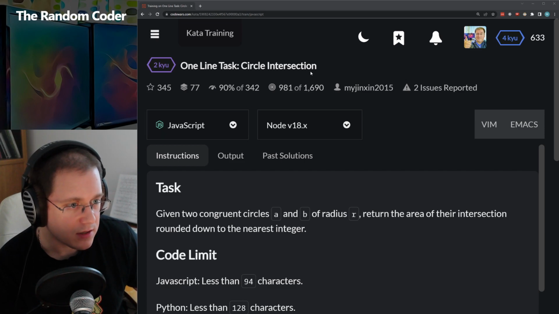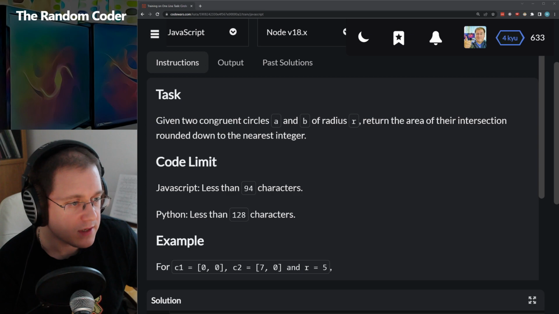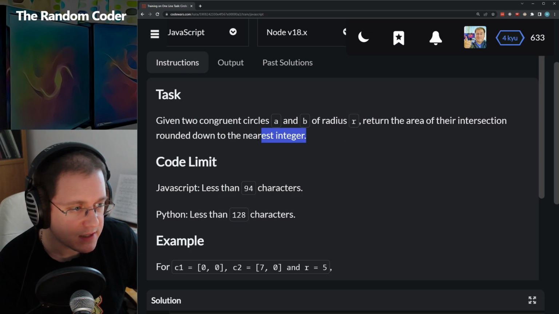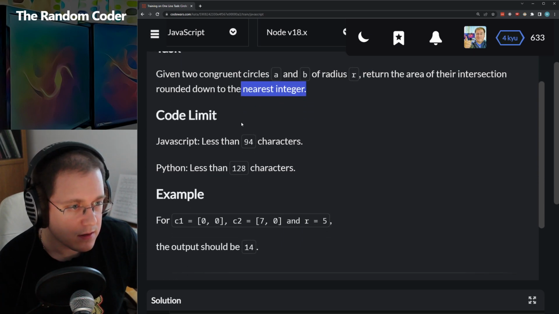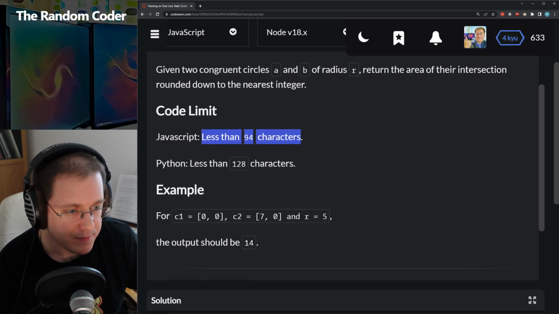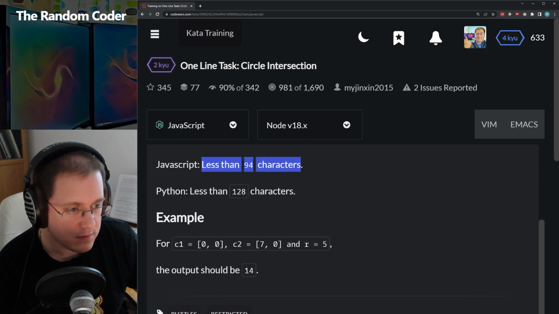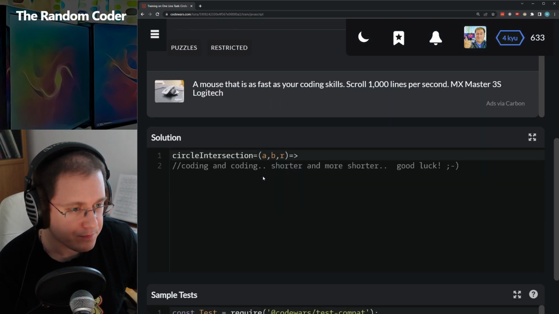Circle intersection. Given two congruent circles A and B of radius r, return the area of their intersection rounded down to the nearest integer. Okay, pretty easy sounding. Less than 94 characters. That sounds like not very much. Okay, difficult. Let's give it a go.